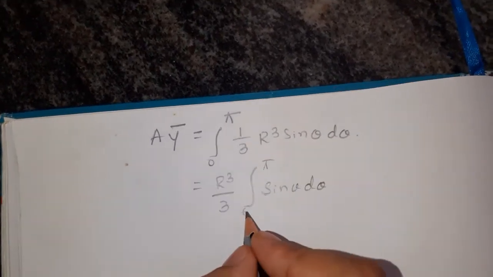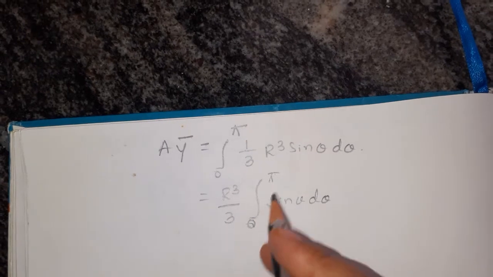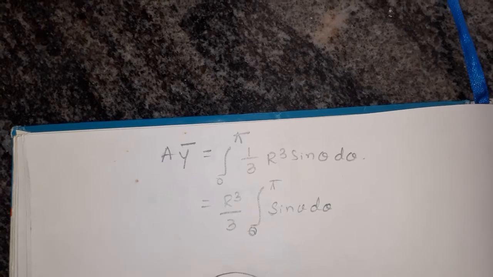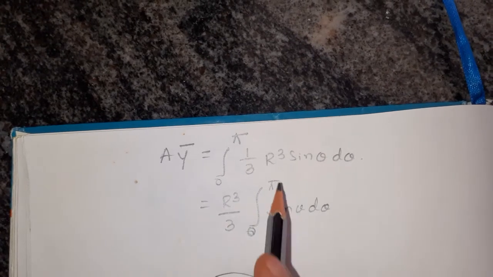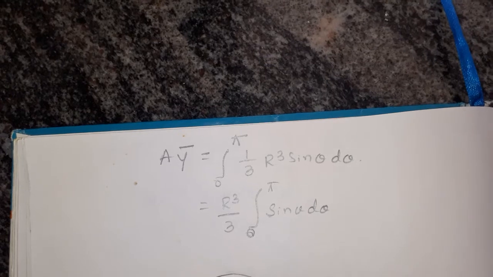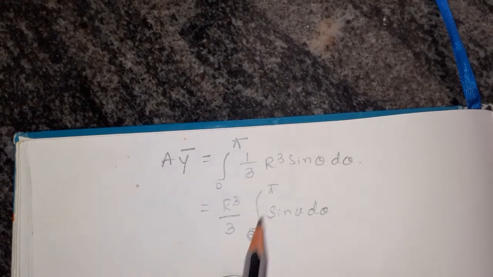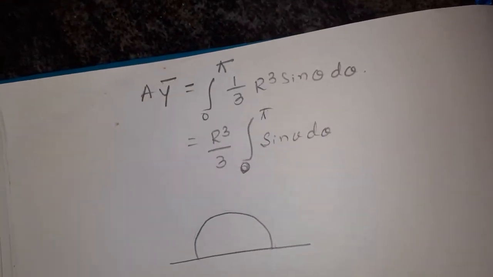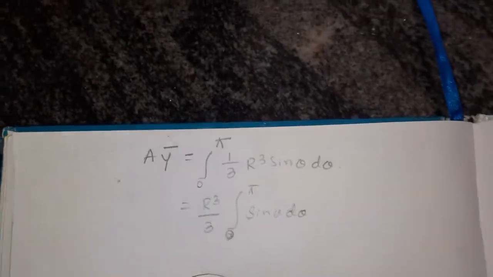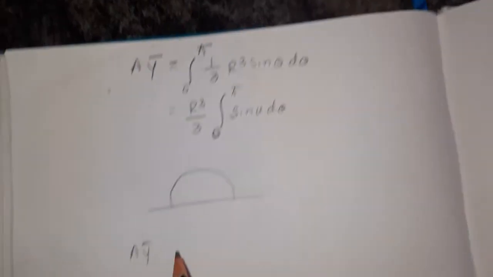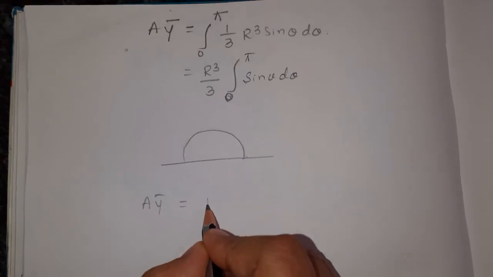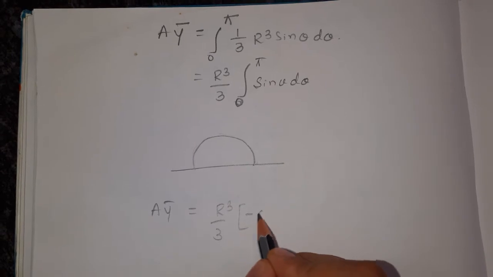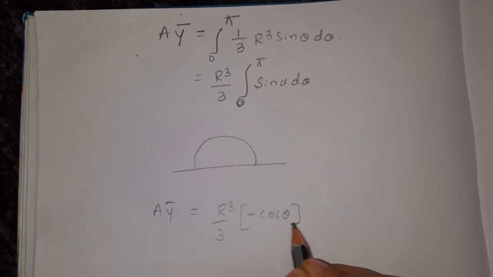You are going to take the limits from 0 to pi because the semicircle is like this. It varies from 0 to 180 degrees. Pi is nothing but 180, so from here 0 to 180 degrees. Hence you are taking the limits from 0 to pi. R cube by 3 into the integral from 0 to pi of sine theta into d theta. So A into y bar is equal to r cube by 3 into the integration of sine theta, which is minus cos theta, from 0 to pi.